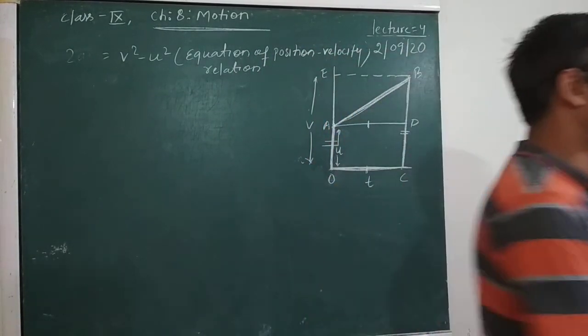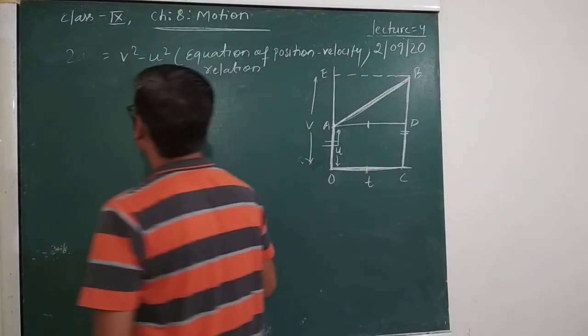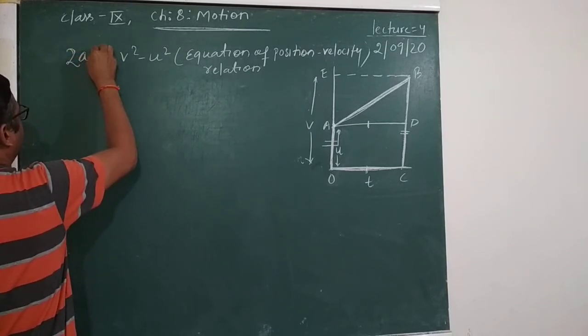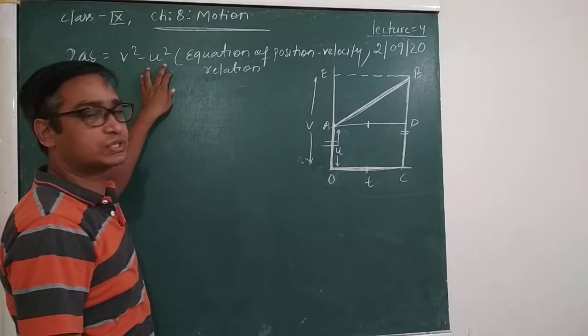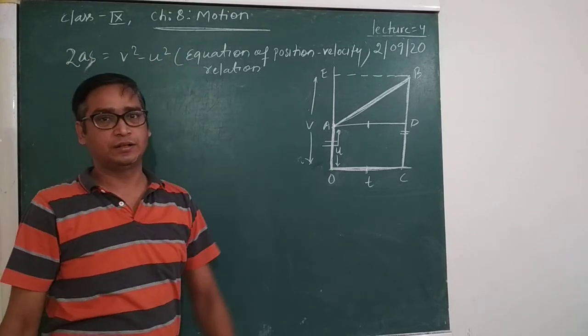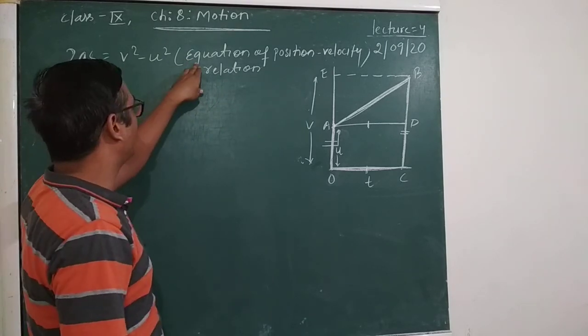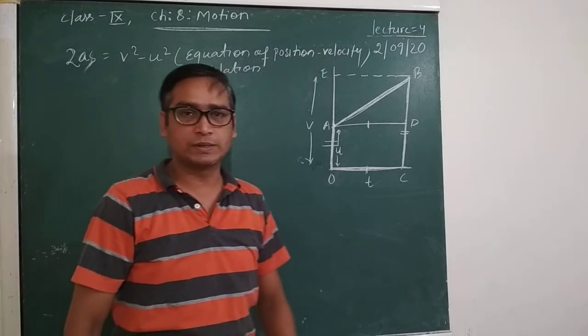Now in this lecture we will derive the third equation of motion. The third equation of motion is given here: 2as is equal to v square minus u square. Friends, you also have to remember that this equation is also known as the equation of position-velocity relation.